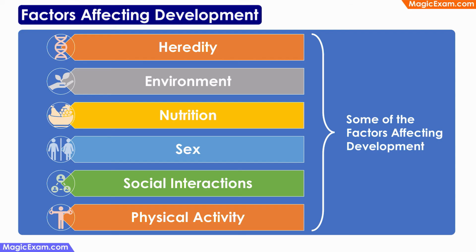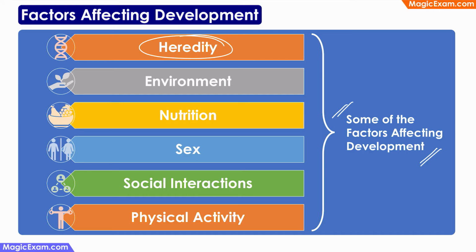Next, let us look at some of the factors which affect the development of a child. Remember that this is not the complete list of all the factors because the complete list will be very lengthy. So these are some of the important factors that affect the development of a child. The first one is heredity, and this is something that we inherit from our parents through our genes and through our DNA. So heredity definitely affects the physical development of a child.